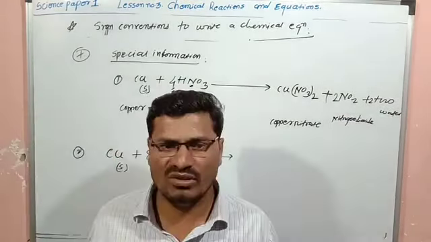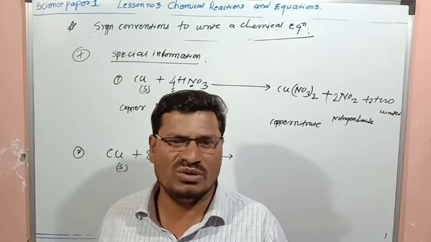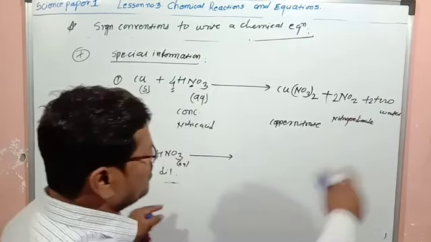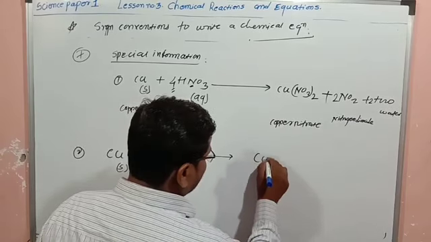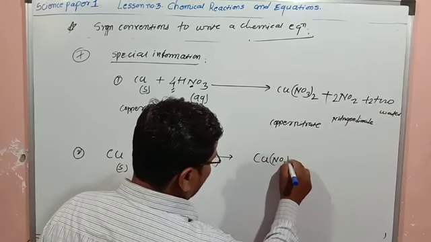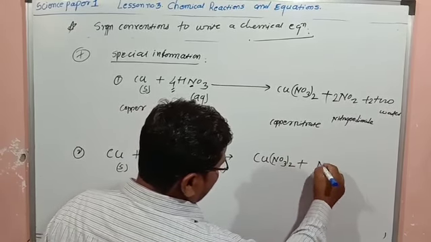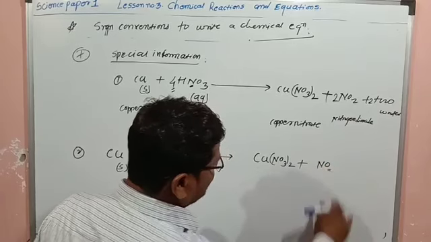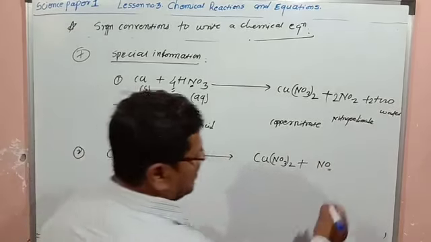How many HNO3 you have to take? 8 HNO3 molecules you have to take. Then what will be the product? Product will be the same, Cu(NO3)2, plus here the product will change, NO will be there, NO plus H2O.